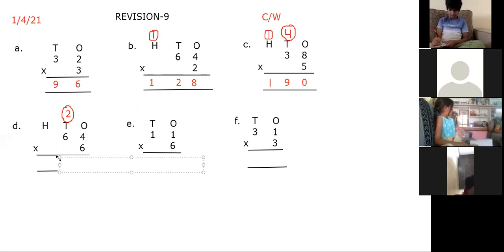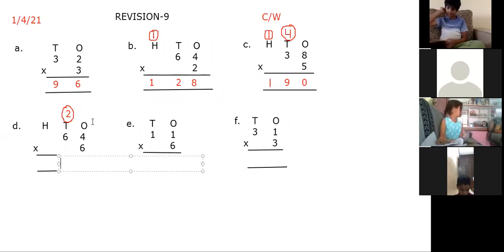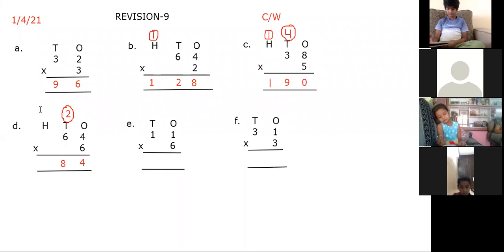Now 6 sixes are 36. Yes, and 36 plus 2, we need to add this 2 also. 36 plus 2 is 38. Yes. So what we will do now? We will write here 8. Answer is 38, but we will write here 8 and 3 will go as carry over in hundreds place. Right, Shreyan?